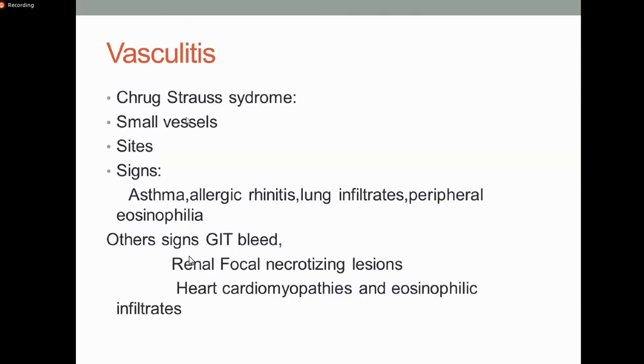Now coming to another type of vasculitis, which is a syndrome as well, Churg-Strauss syndrome. This involves small vessels. Sites are mostly lung, GIT, renal and heart. Signs and symptoms, as I told you, depend on the involvement as well. But as part of this complex, asthma can be there, allergic rhinitis, bilateral peripheral lung infiltrates, eosinophilia. So these symptoms are part of this complex. Other signs and symptoms will be GI bleed, renal necrotizing lesion, heart cardiomyopathies, and eosinophilic infiltrates.